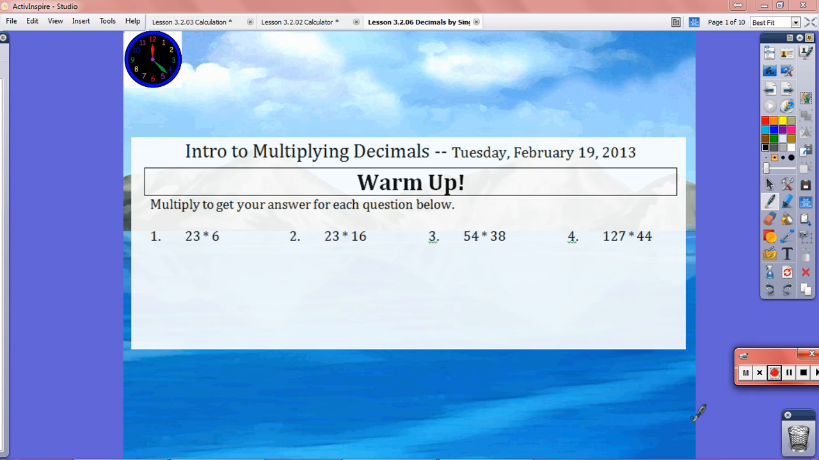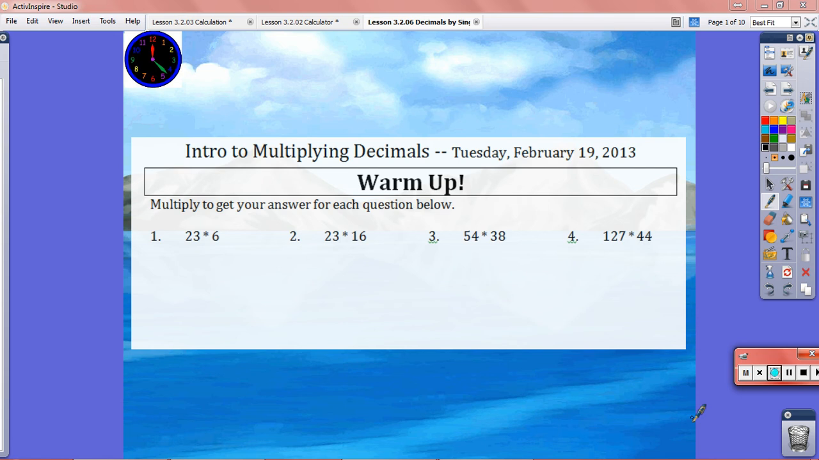So this is the 6th lesson in the 3rd quarter, still working on Unit 2. We're going to jump into multiplying decimals. We've done some estimation with decimals, but now we need to learn how to actually calculate it without a calculator. We have to actually be able to do the work by hand.